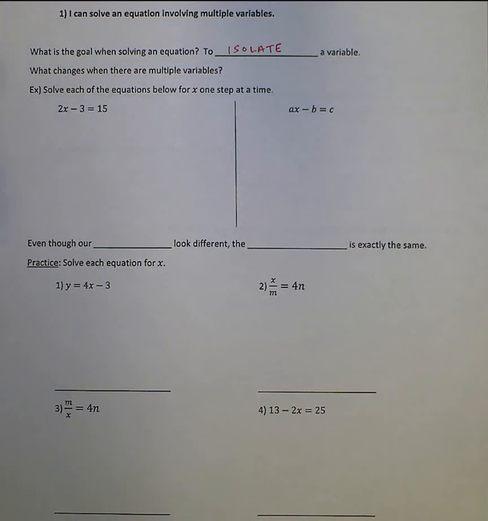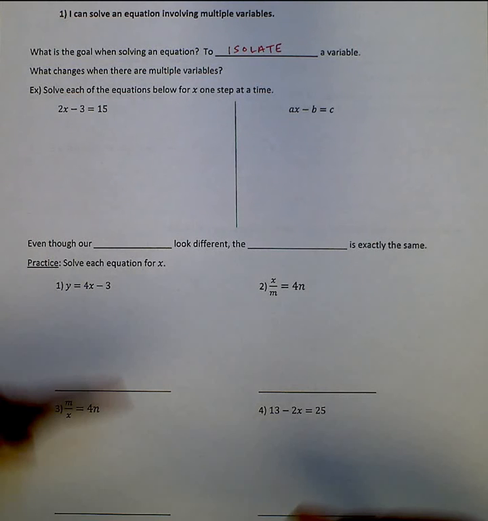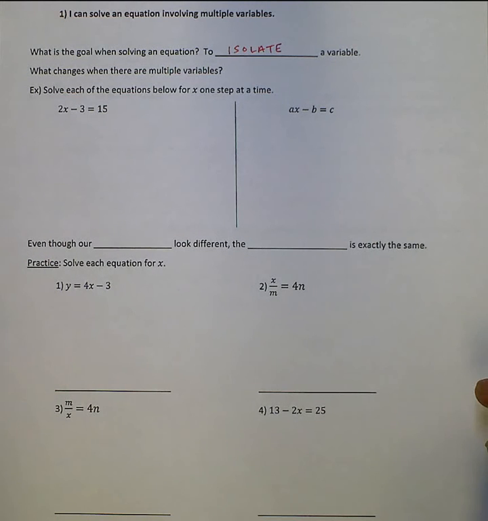So let's look at these two problems. Solve each of the equations below for x one step at a time. So we're going to go to this side. We have 2x minus 3 equals 15. Our question is, what do we want to get by itself? X. What's stopping it from being by itself? The 2 and the 3.